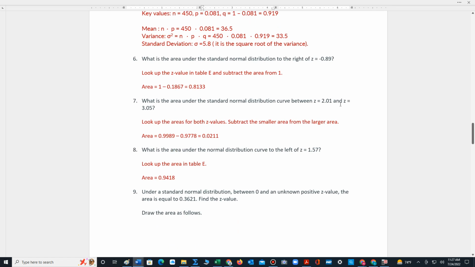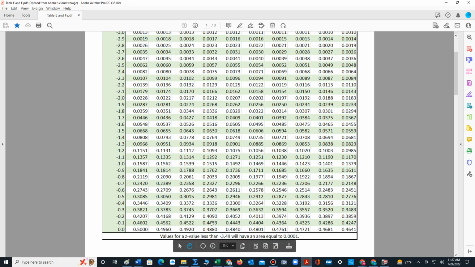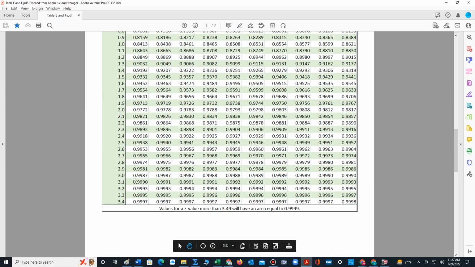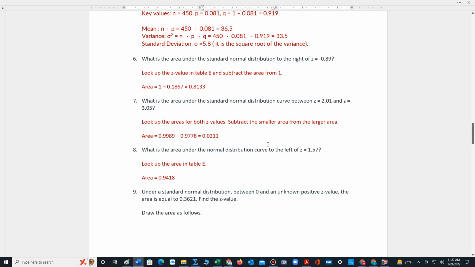For number 7, we have to find the area between 2.01 and 3.05. So that means we have to look up both areas and subtract the smaller area from the larger area. First, let's look up 3.05. That's 0.9989, and then let's look up 2.01 and whatever area we get, subtract it from our first area.